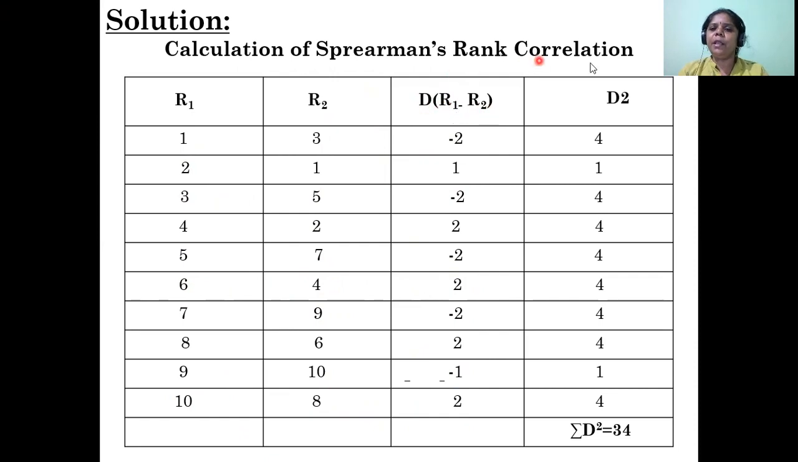Now make this D into D square. How to make it? You just square it. 2 2s are 4. 1 1 is 1. 2 2s are 4. 2 2s are 4. 2 2s are 4. Like that if you do, you will get sigma D square is equal to 34. Okay, students, see here, sigma D square is 34. What should we do next? After getting sigma D square, when we put this value into the formula, we will get the rank correlation.